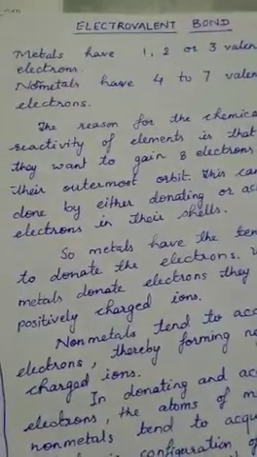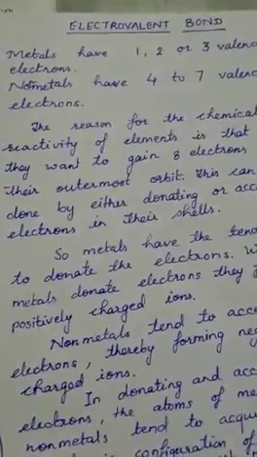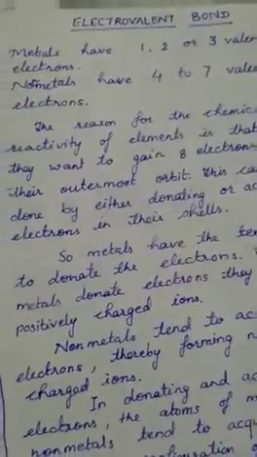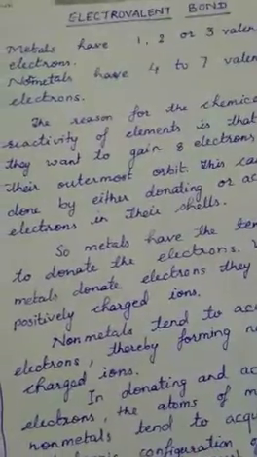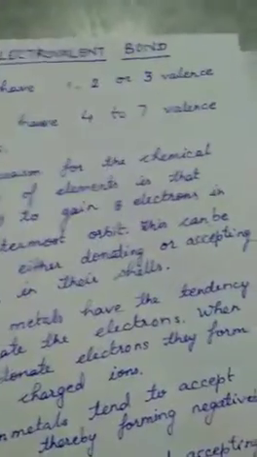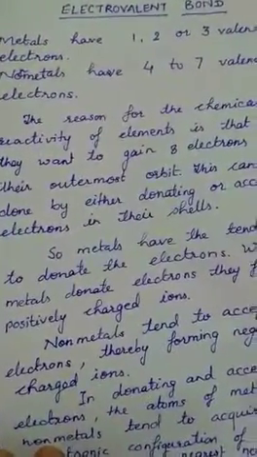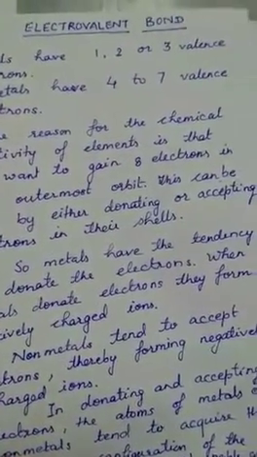Now, what is the reason for the chemical reactivity? Also, I had told you the reason for chemical reactivity of elements is that they want to gain 8 electrons in their outermost shell. 8 electrons, that means that is the electronic configuration like that of the noble gases.